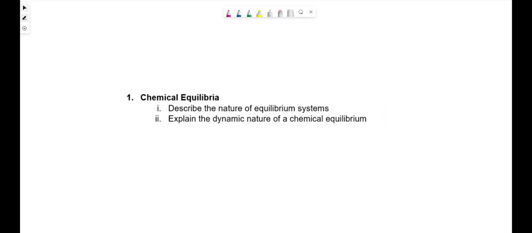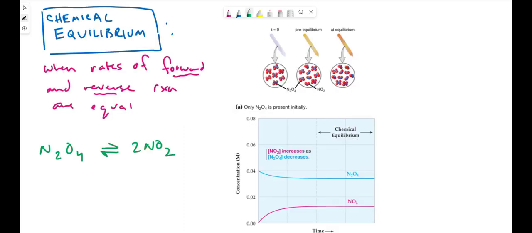Okay, so the goals of this subsection are to extend our knowledge of kinetics, the rates of reaction, to this idea of how far the reaction proceeds, especially when it's reversible. So where is the balance point in the reaction going forward versus the one going in reverse? And those are called equilibrium systems. And so being able to describe those and then understanding the dynamic nature of a system at equilibrium.